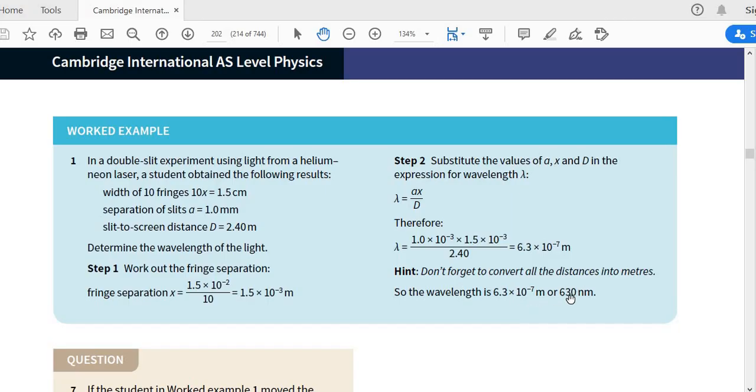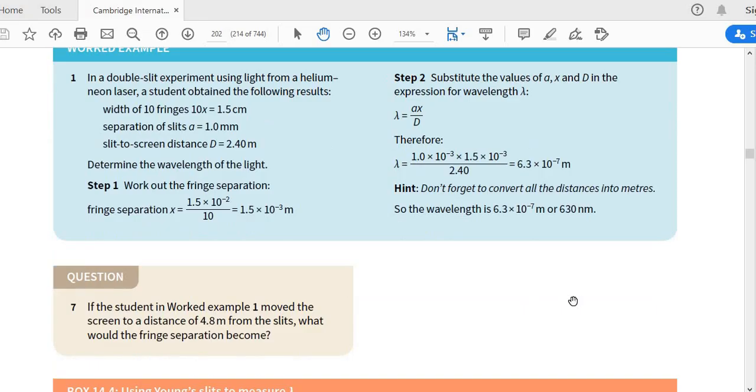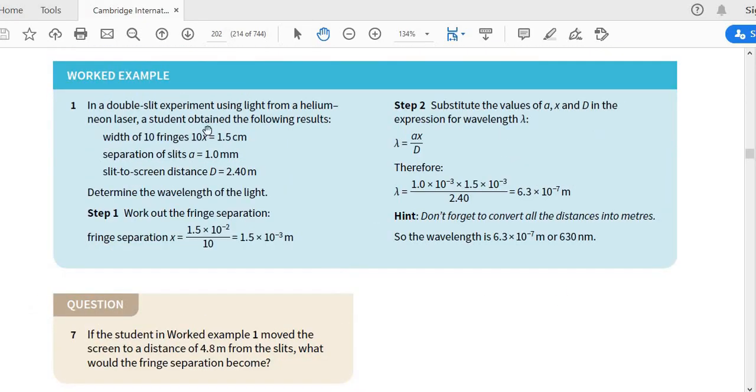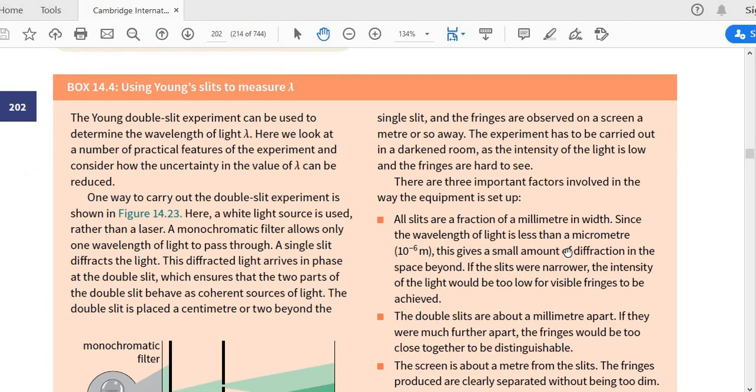Okay, this you can convert to nanometers. This is in meters SI unit, so it's 630 nanometers. And remember, this is from a laser. So if it's in the visible region, it should be between 400 and 700 nanometers. It's in that range. So that you will be able to see it, like monochromatic light, the red light from the laser.